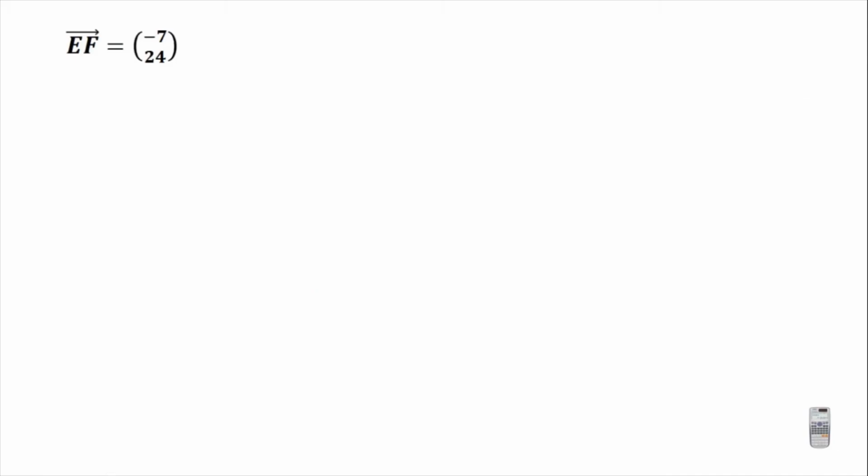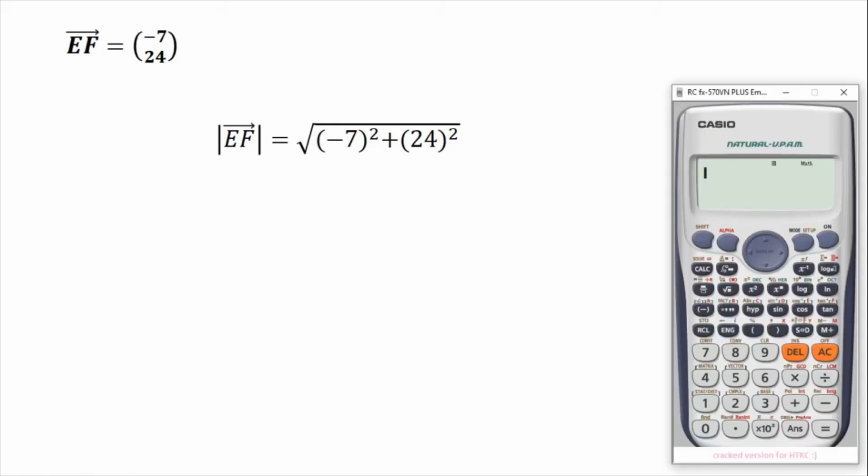Vector EF, and it's -7, 24. So here what we do is that the magnitude of vector EF is equal to square root of, because 7 is negative, put the negative number in a bracket. So you are going to have square root of, you bring your bracket, so -7, then you squared it, plus 24 is positive. You can choose to bring the bracket or not, you still get the same answer.